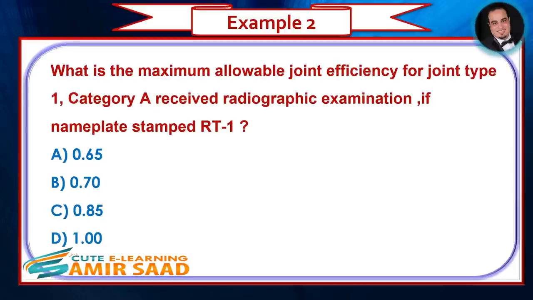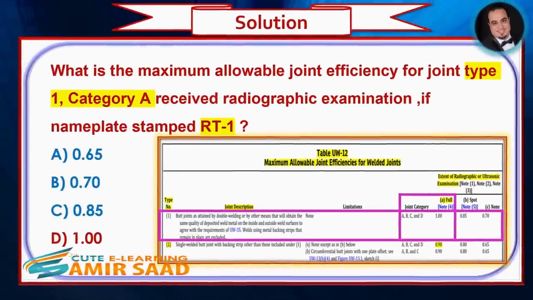Example 2. What is the maximum allowable joint efficiency for joint type 1? Category A received radiographic examination, if nameplate stamped RT1. Answer is D.